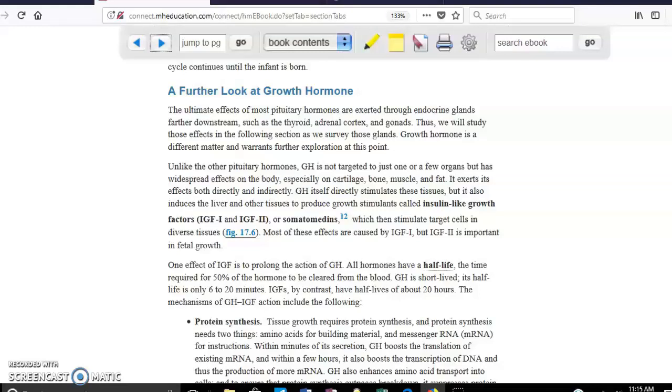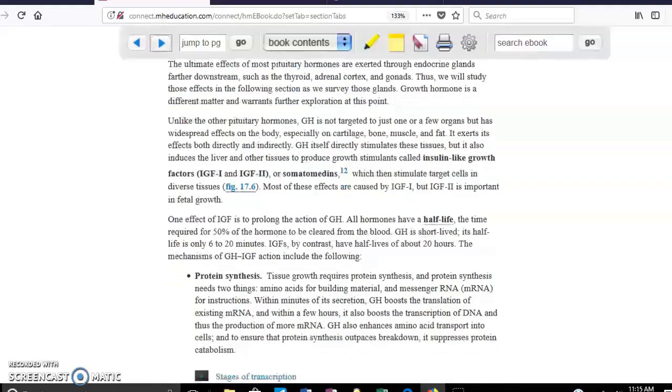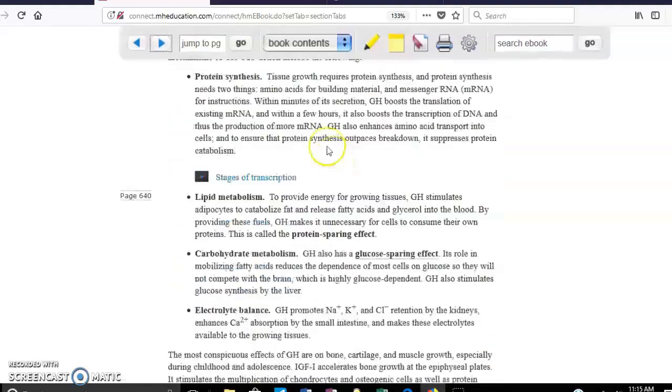Because if you are going to eat, everything that you eat is going to be used in order for you to grow. So that's why if you look in here, you can see that the growth hormone is going to work in the metabolism of proteins, lipids, and carbohydrates, by making sure that you have these things ready in order to grow. Not only that, it also works in electrolyte balance for very important ions such as sodium, chloride, and potassium.